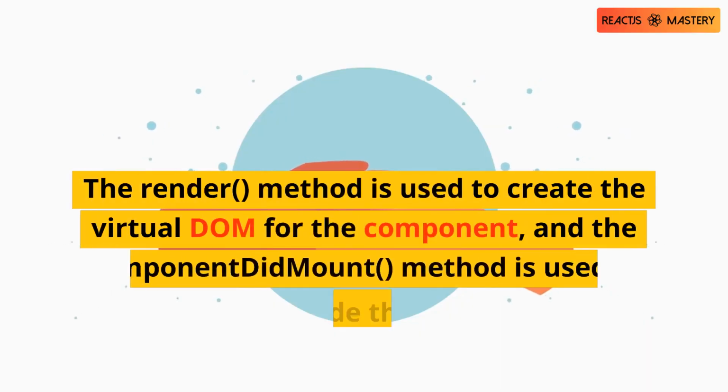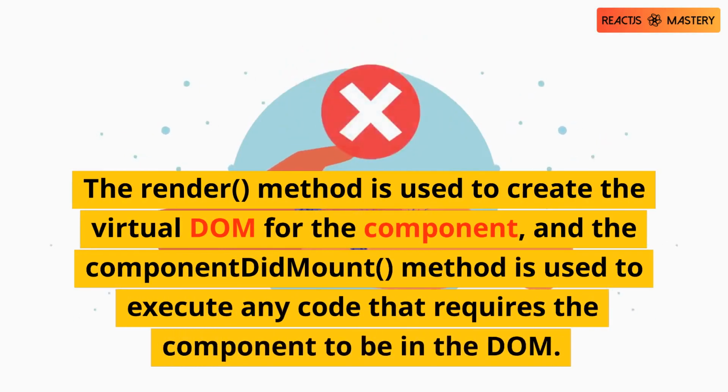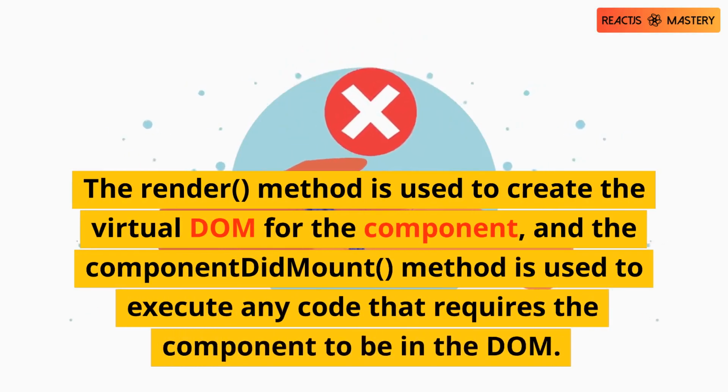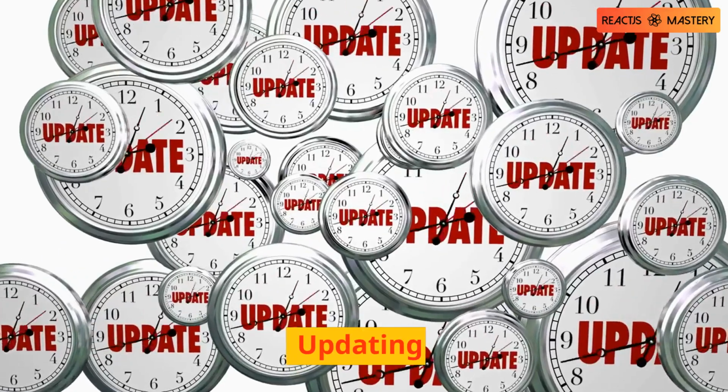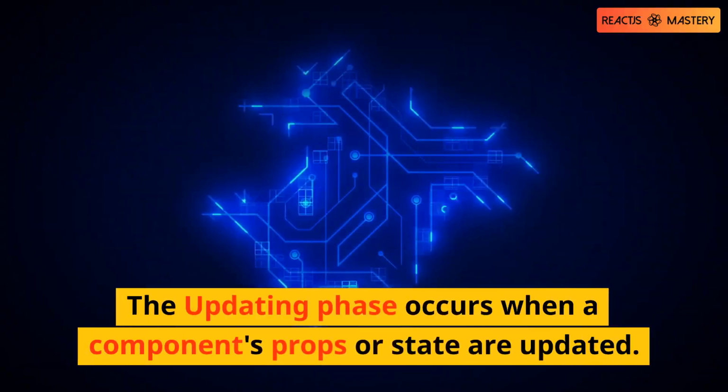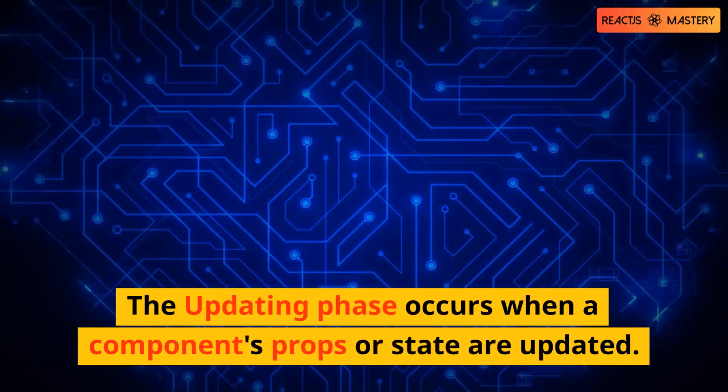The render method is used to create the virtual DOM for the component, and the componentDidMount method is used to execute any code that requires the component to be in the DOM. Updating. The updating phase occurs when a component's props or state are updated.